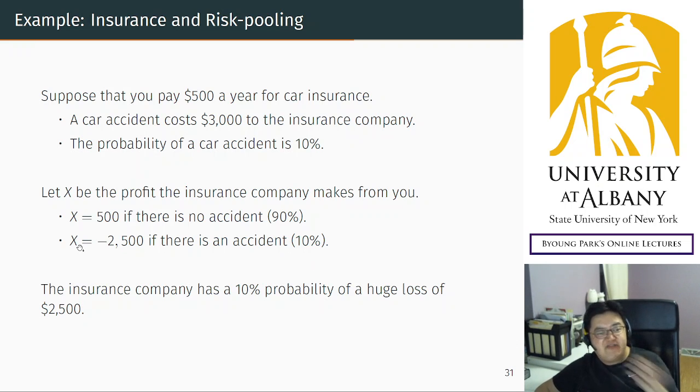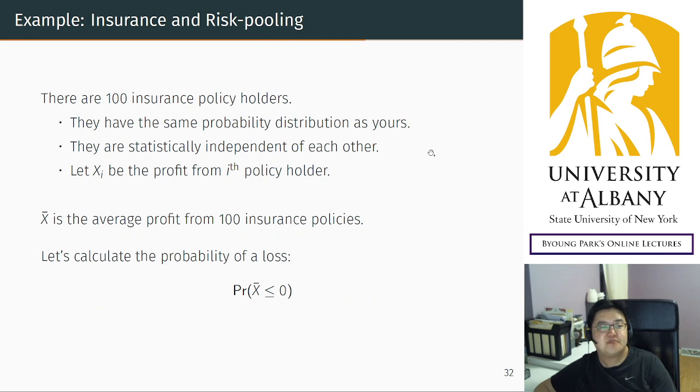So this means if you take this at face value, it looks like 10% of insurance companies have to go bankrupt every year, which does not happen, right? Of course, the probability and the amount will be different, but a bankruptcy does not happen that often. Why? Here is the power of risk pooling. I will explain what's going on behind it.